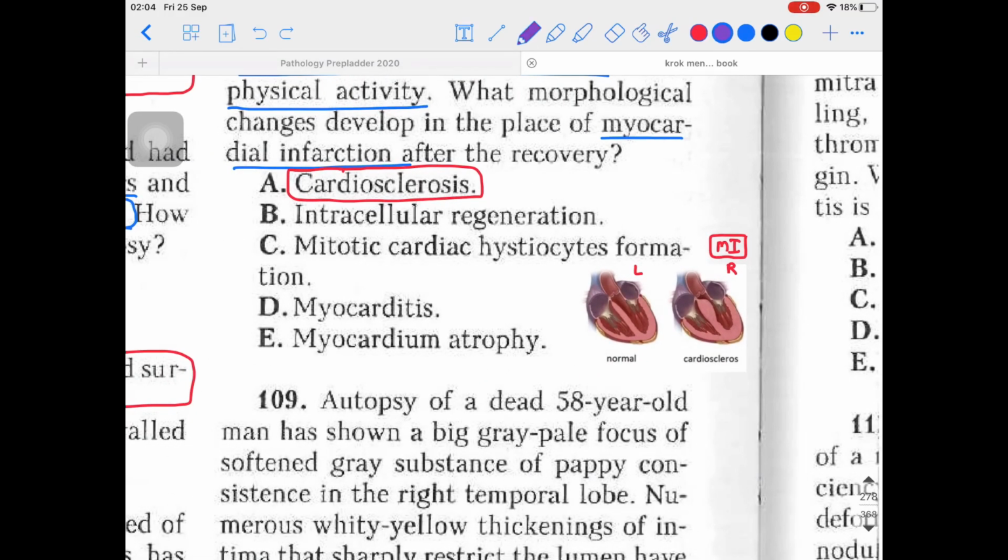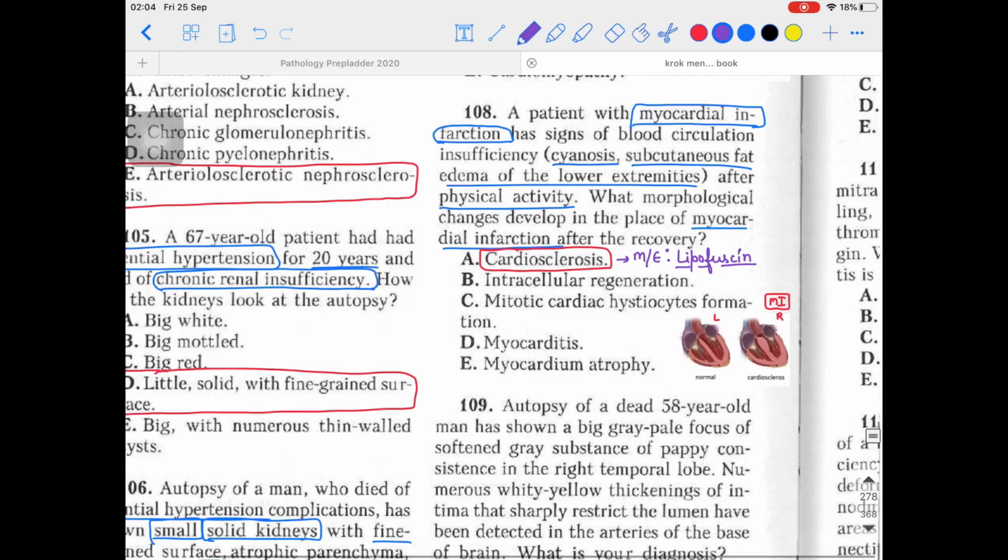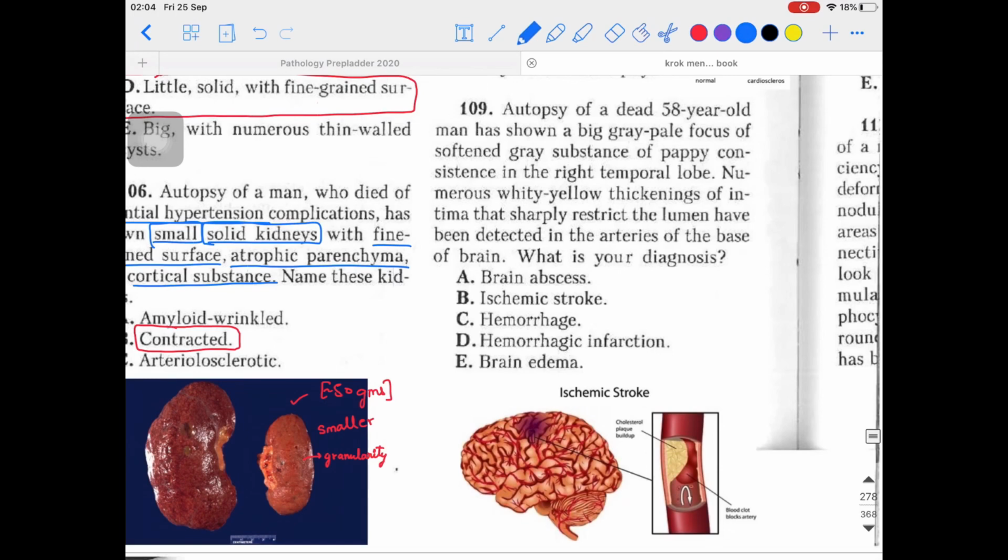So I'm writing it over here as well, that in the microscopic examination, you will be finding lipofuscin over there. And macroscopic, as I said, left ventricular hypertrophy can be there, and there can be the brown coloration of the heart, there can be the hypertrophy of the ventricular septum. So these kind of changes might be appreciated. However, if they don't ask you the macro or microscopic changes, they simply ask you what is the condition, that is the cardiosclerosis. I hope you're clear with this one. Let's talk about the next question.